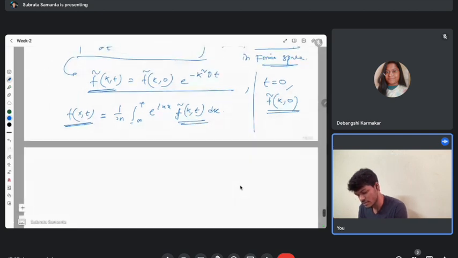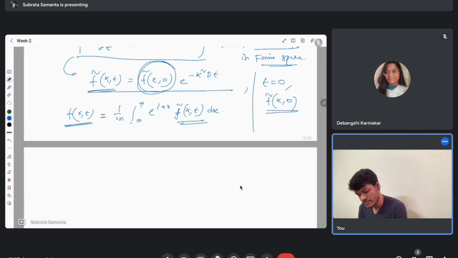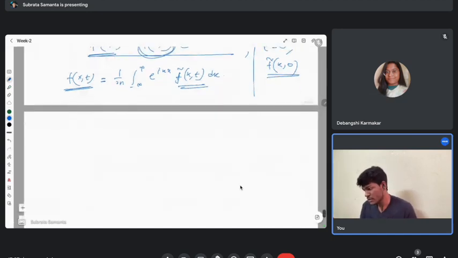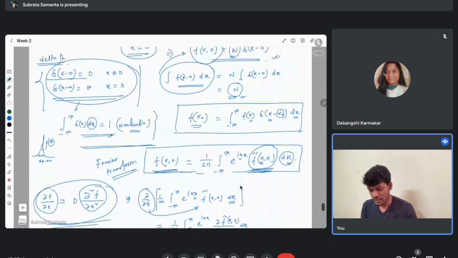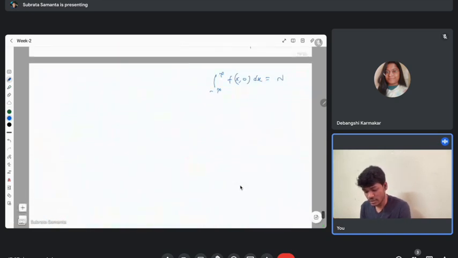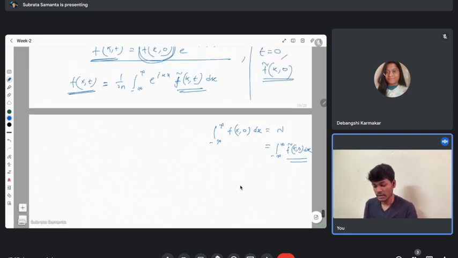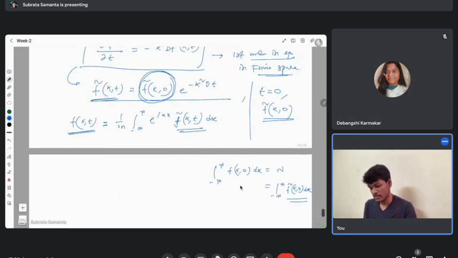So what is f tilde(k,0)? The integral from minus infinity to infinity of f(x,0) dx is actually N, right? Here we define that the integral of f(x,0) dx gives N. Similarly, the integral from minus infinity to infinity of f tilde(k,0) dk also gives you N, right?